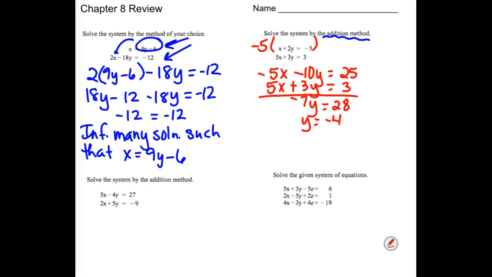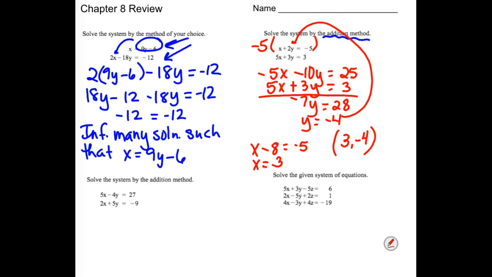Plug it back in. Does it matter which equation I plug it back into? No? Okay. So if I plug it back into the first one, I'm saying x plus 2 times negative 4, which would be negative 8, equals negative 5. Adding the 8 over, I get a 3. So I'm going to put the answer down as 3, negative 4. It's an ordered pair. X is first, y is second.